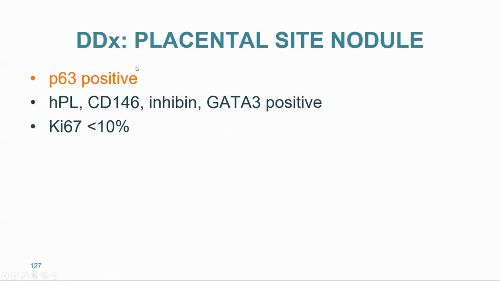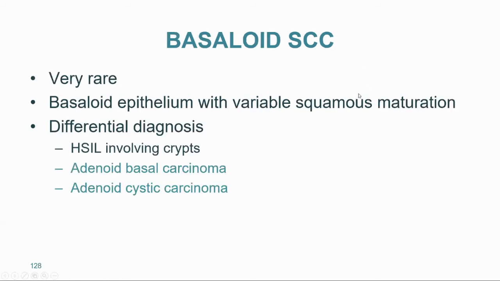Keep in mind that these lesions can be P63 positive, just like squamous cell proliferations. However, they're also positive for trophoblastic markers, including GATA3, also HPL, MELCAM or CD146, and inhibin. And the Ki-67 proliferation index of placental site nodules is low, less than 10%, whereas squamous cell carcinoma will have higher Ki-67 proliferation indexes.